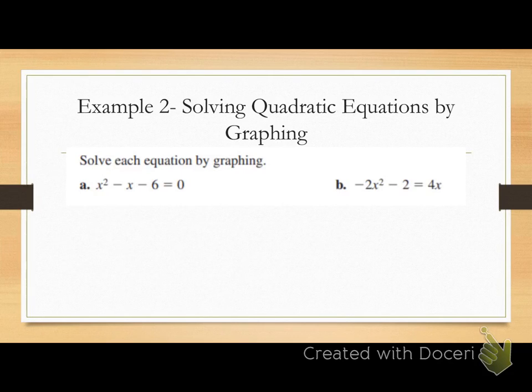So I want to solve each equation by graphing. I have x squared minus x minus 6 equals 0. So I'm just going to graph y equals x squared minus x minus 6.